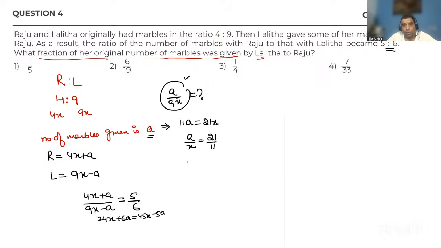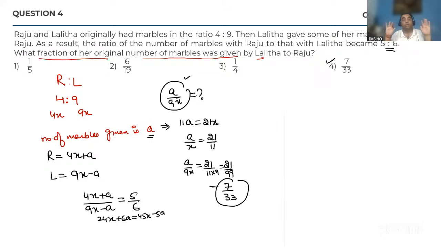So A upon 9x will be 21 upon 11 into 9, which is 21 upon 99, which when divided by 3, 3 sevens are 21, 3 elevens are 33, and therefore the ratio will come out as 7 upon 33. I'm not saying this is the shortest way. I'm just saying this is one of the ways that will come to our mind. But more often than not, we leave it in between because we think there are two variables and we've got only one equation.